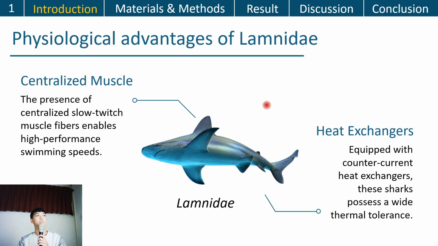The white shark is in the Lamnidae family, and this group has two features. The first feature is they have special muscle structure. They have centralized muscle, and this centralized muscle can help them to swim very fast. And the other is their heat exchangers. The heat exchangers can help them to adapt to different water temperature, so that they can dive very deep. And this feature is very important for the white shark.